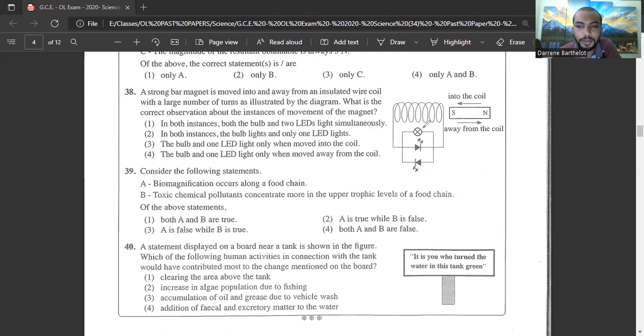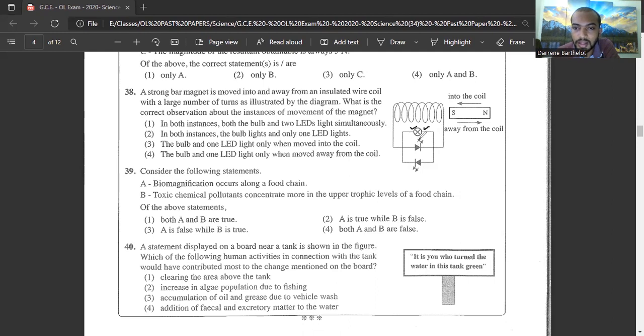So this bulb will be burning at both instances. Both instances is correct. But when you take these two LEDs that are present here, LED is a type of diode. In diodes, they actually let the current pass only in one direction.